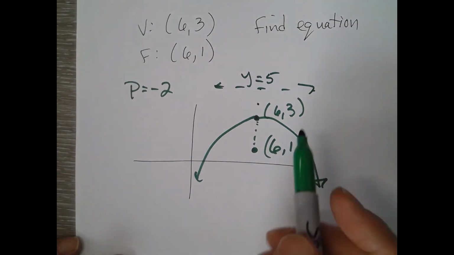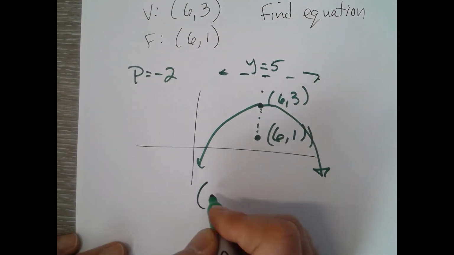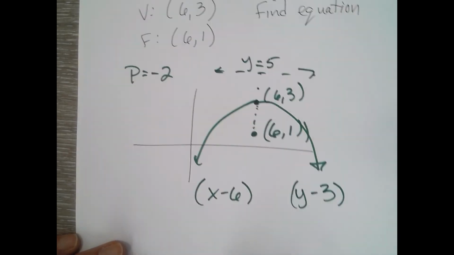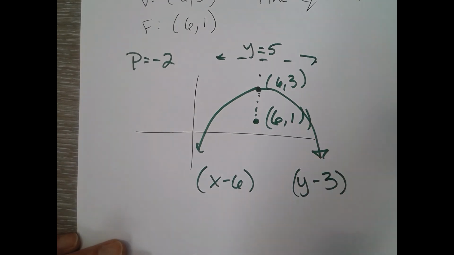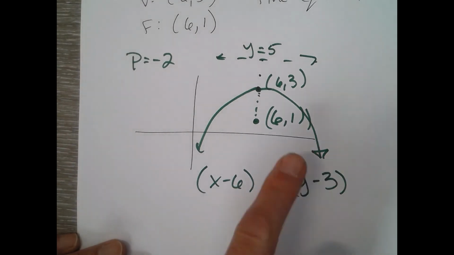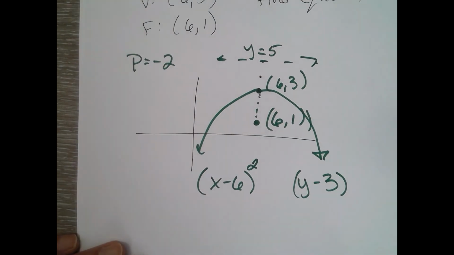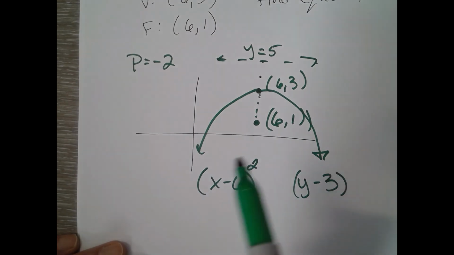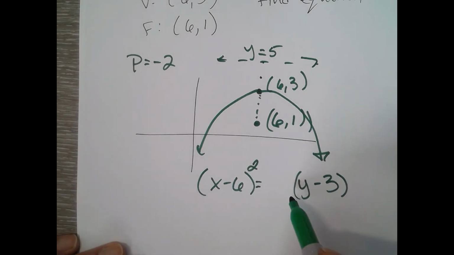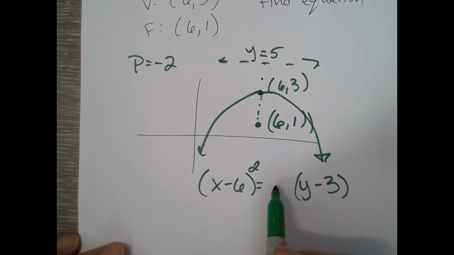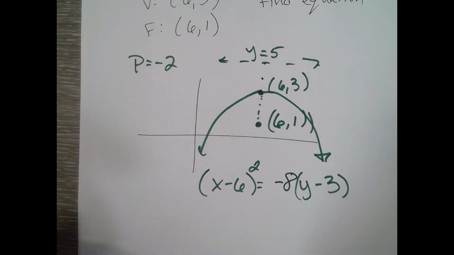Okay, so my vertex is 6, comma 3. Already I know it's x minus 6, and I have a y minus 3. Okay, x minus 6 and y minus 3. It opens up and down, so we're going to square the x side. And then the 4p goes on the non-squared side, and you said that p is negative 2, so what would go right here? Negative 8. Very good. So there's our equation. Questions?